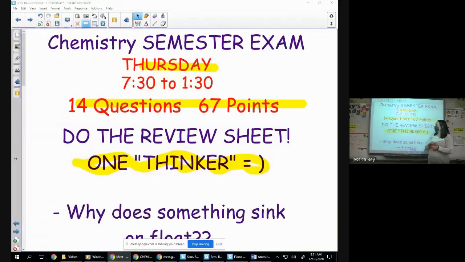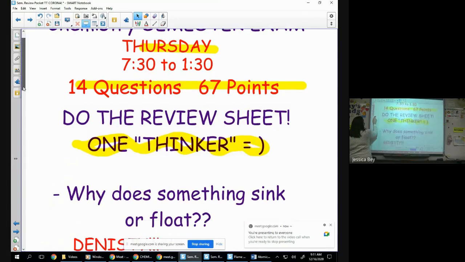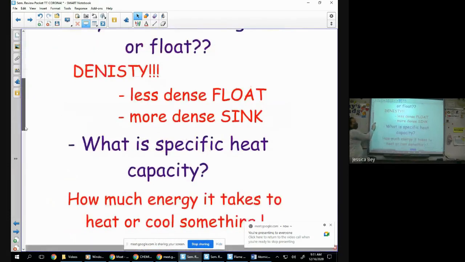And yesterday we talked a little bit about how you want to make sure you can do the review sheet. If you can do the review sheet, you should be good. On top of that, we added 2 things to the review sheet yesterday. We added, well, my smart board is not oriented. That's apparently what we added. There we go. Why does something float or sink?